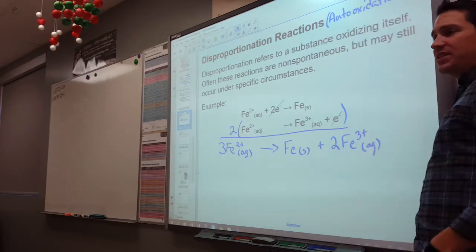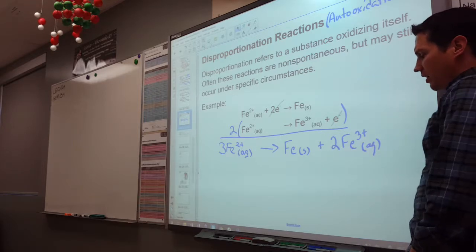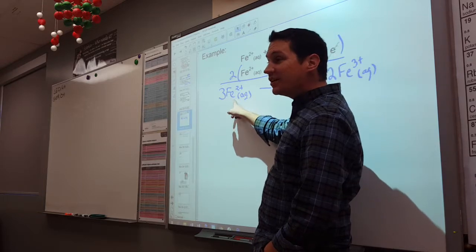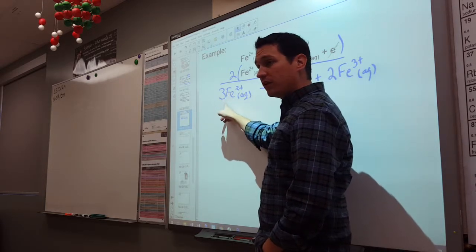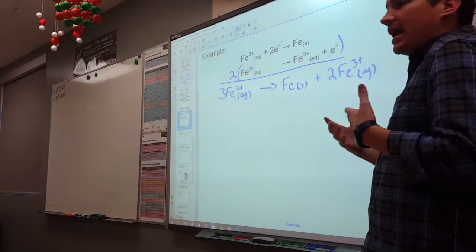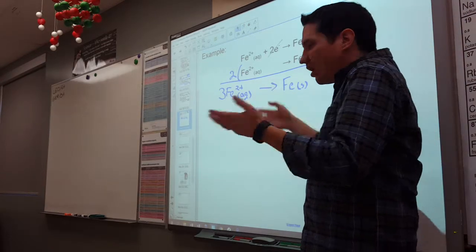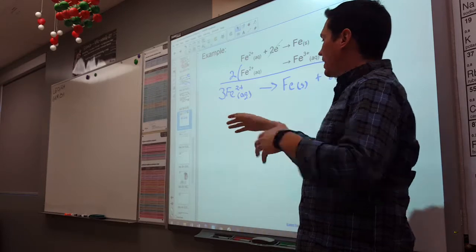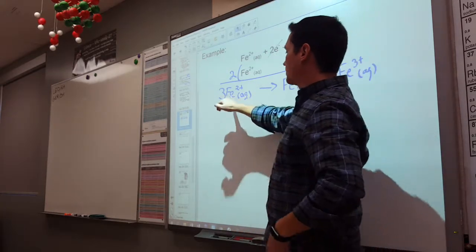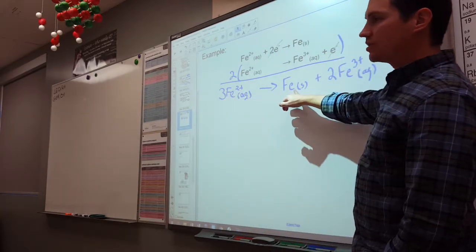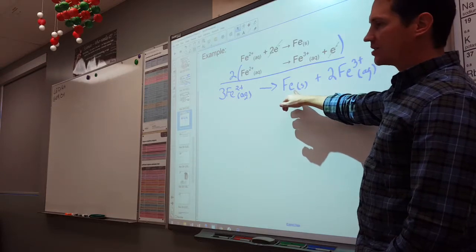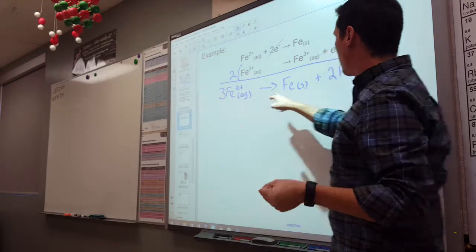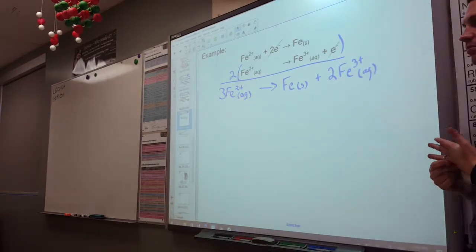So this is what a disproportionation looks like. Disproportionation is something basically reacting with itself, and it's saying, okay, we've all got a certain number of electrons. How about I give you some electrons? And so we're going to turn into different things. One of these loses two electrons to turn into iron solid, and it passes one electron each to its partners, and they turn into iron 3 plus.